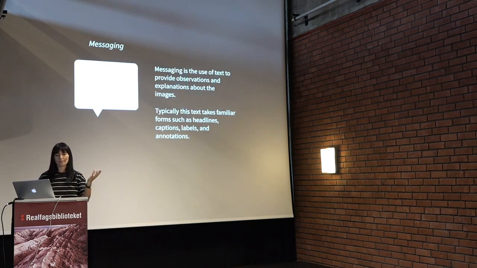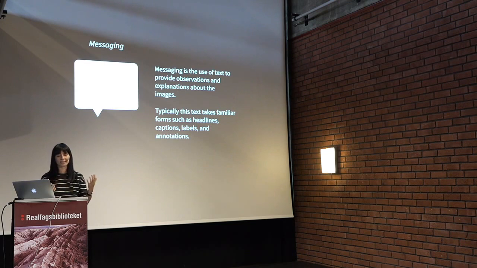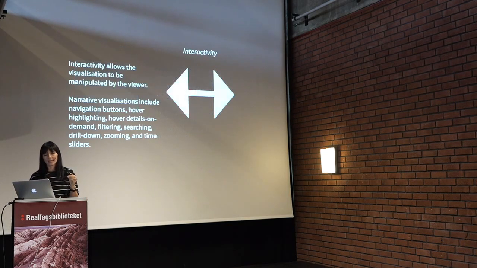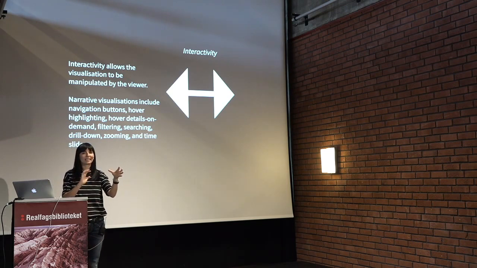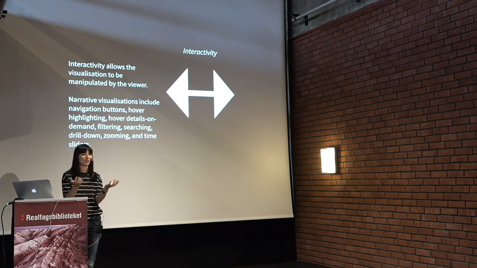Messaging is the use of text to provide observation and explanation about the images, and typically this text takes familiar forms such as headlines, captions, and labels. These are extremely key points that when you design a piece, you have to be very conscious of. Interactivity allows the visualization to be manipulated by the viewer. Interactivity might engage the users, but at the same time, it can distract them. So you have to be very careful with your trade-off.